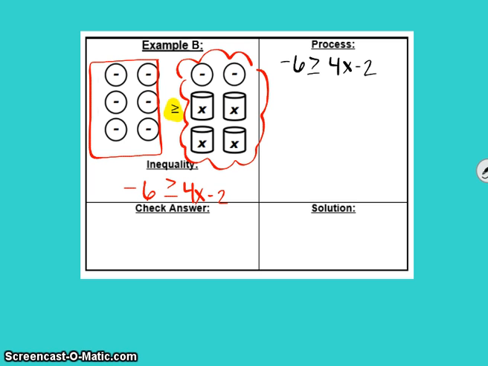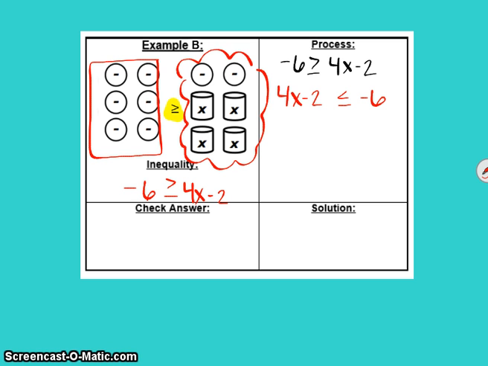But I know that you guys are a lot more familiar with that x being on the left-hand side, so let's go ahead and switch it. 4x minus 2. And I have -6. But anytime I have to switch these, I have to switch my inequality as well.